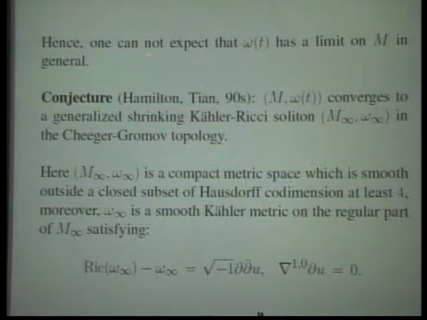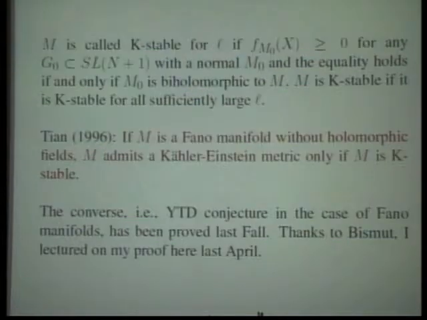So this converse says if M is K-stable, then there is a Kähler-Einstein metric. So K-stability becomes a necessary and sufficient condition for the existence of Kähler-Einstein metrics.